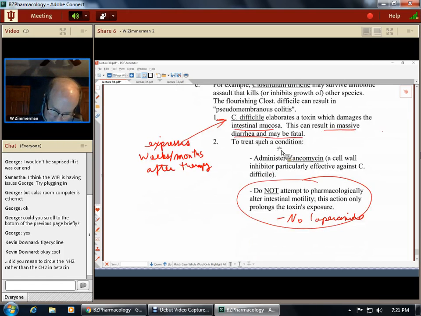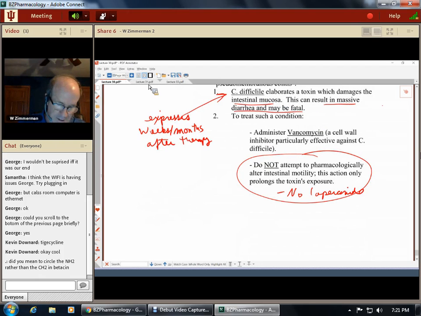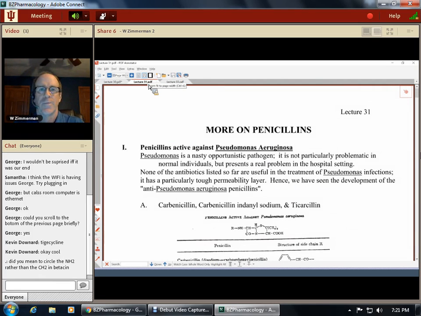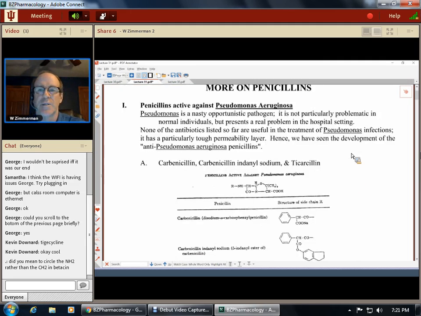Okay, let's look at the second handout because that's easy. I want to get through these cell wall inhibitors and into the protein synthesis inhibitors this evening. But look at this last group of penicillins. Active against Pseudomonas aeruginosa. Pseudomonas is a nasty hospital pathogen. And particularly in somebody who's immunosuppressed, or just in the hospital setting, they're very susceptible to this. Nothing we've talked about so far is going to get Pseudomonas. So we've got to come up with these anti-Pseudomonas penicillins.